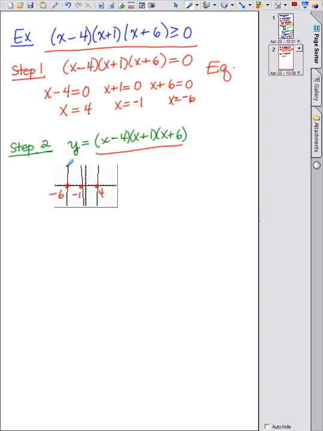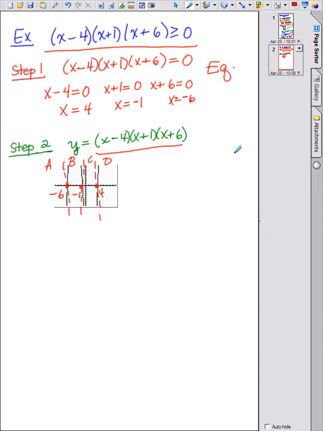So again, we have some regions that are formed. We have a region to the left of negative 6. We have a region between negative 6 and negative 1. A region between negative 1 and 4. And then a region to the right of 4. So 4 regions, A, B, C, and D.